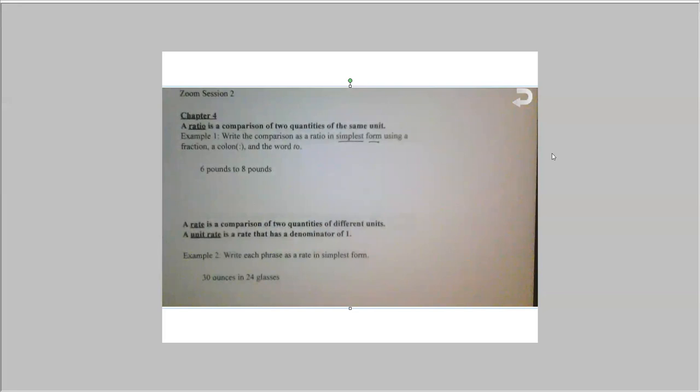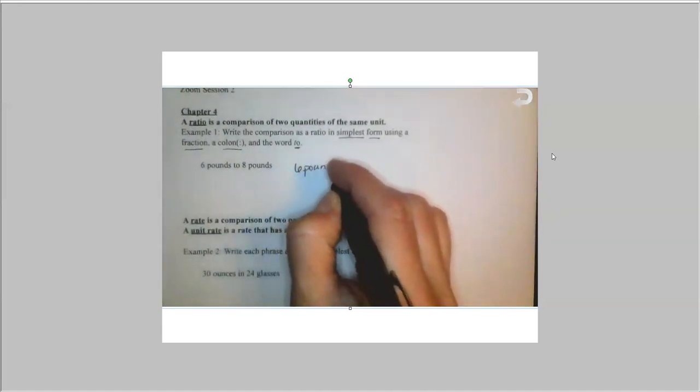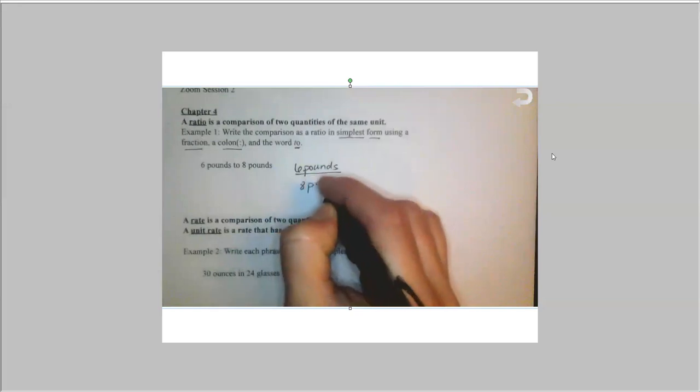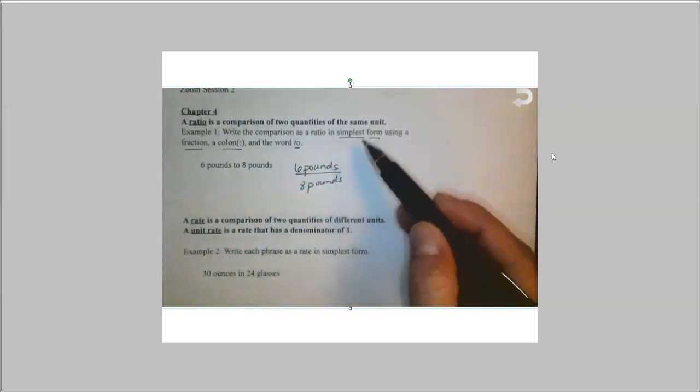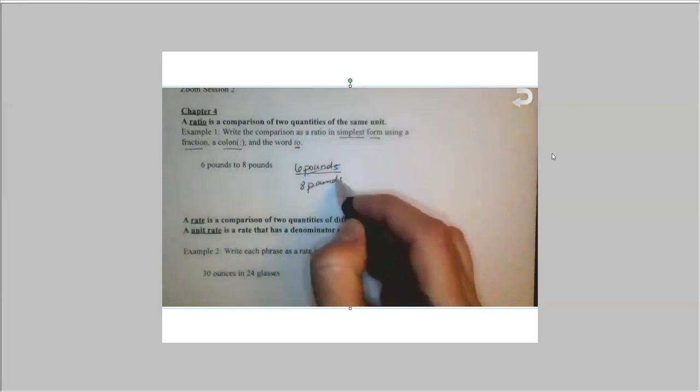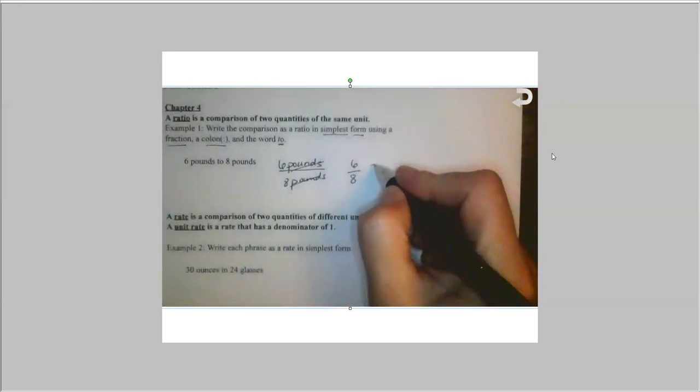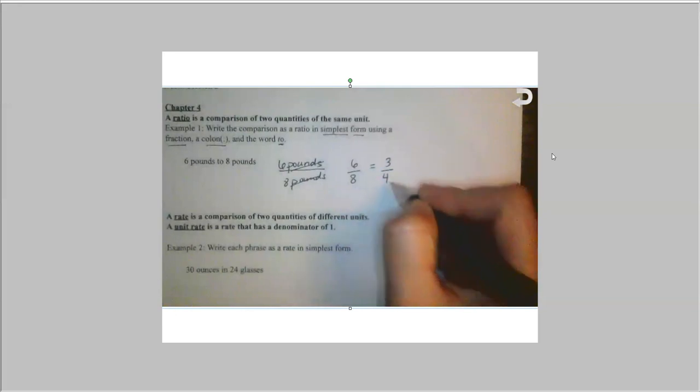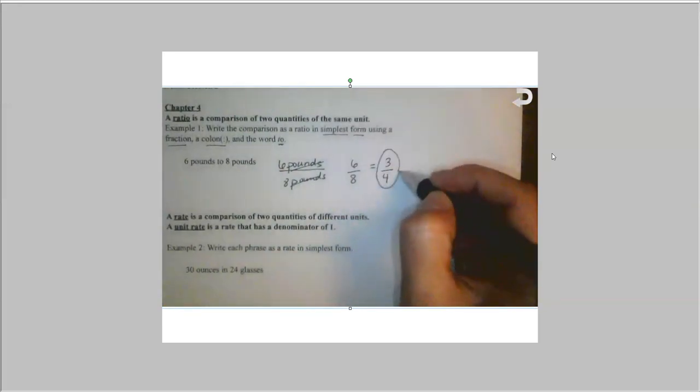Unless it asks for another method, and there are 3 we're going to review: fraction, colon, and using the word to. So let me give an example here. So I have 6 pounds to 8 pounds. As a fraction, I would set that up just in the order that is given to me. Now the thing about ratios, because we're using the same unit, these cancel each other out. So I really just have to refer to that fraction. But I can reduce this because 6 and 8 are both even, so they're divisible by 2. That would equal 3/4. So this is my fraction answer.